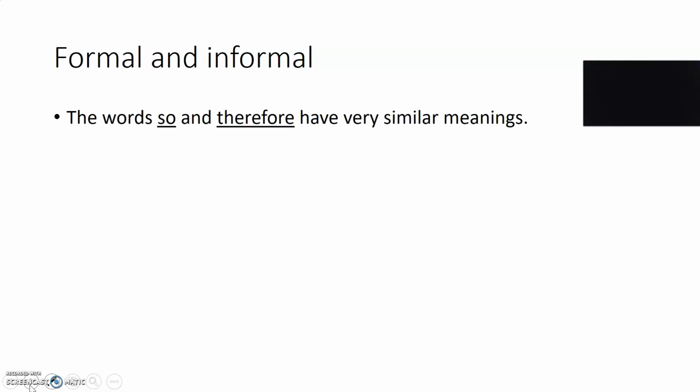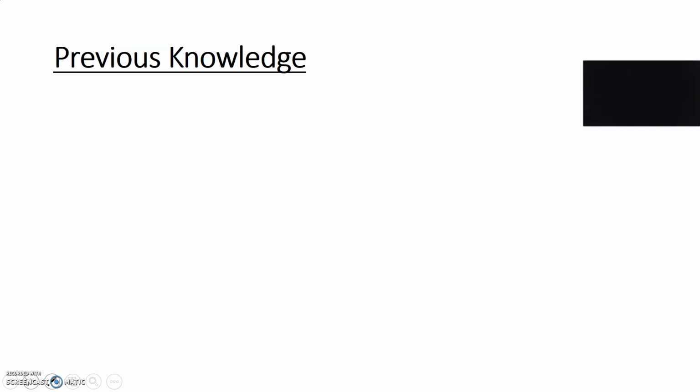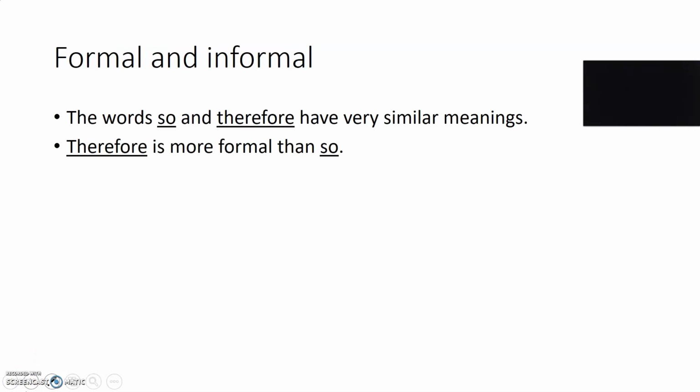Formal and informal. The words so and therefore have very similar meanings. Therefore is more formal than so. That's a big difference between them. They have very similar meanings, but therefore is more formal than so. Okay? And that's just in their meaning. We're going to see some different ways in how we use them shortly.